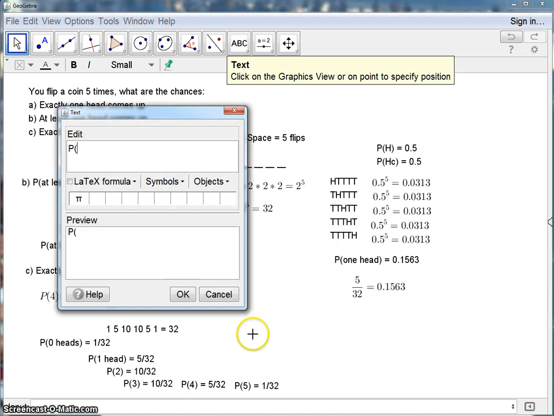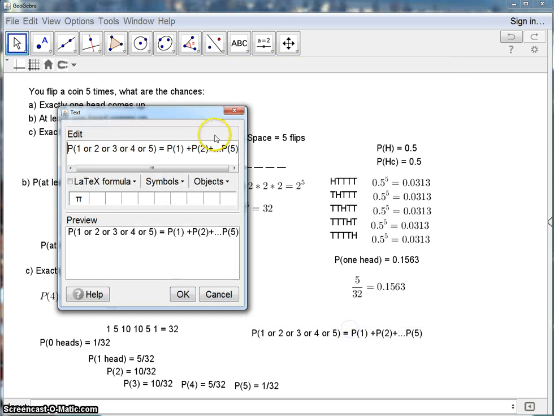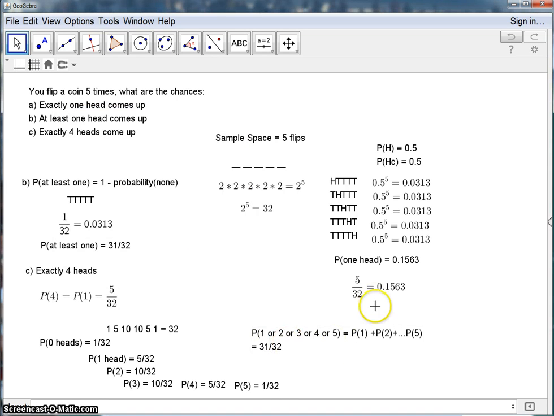So the probability of 1 or 2 or 3 or 4 or 5 equals the probability of 1 plus the probability of 2 plus the probability of 3 plus 4 plus 5, right? We add them all up. And what we found here was that this is equal to 31 over 32, which is our other way of doing it if we don't use the complement method.